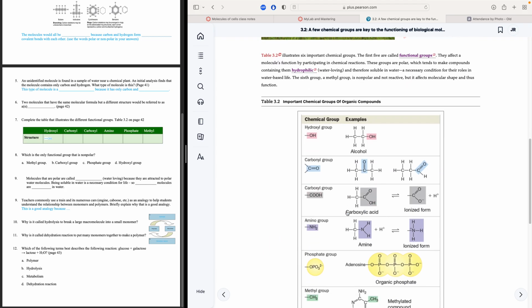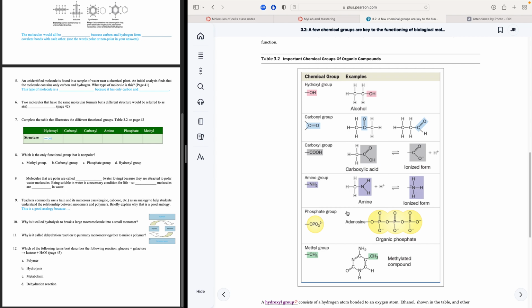Now let's complete the chart with what you see right here. So go ahead and fill in the chemical group name. The first one is done for you. A hydroxyl right here has an OH group. Now in the chart on question 7, write down what the structure is for a carbonyl, a carboxyl, an amino group, a phosphate group, and a methyl group. And they're listed right here. So go ahead and put that chemical group into the chart.